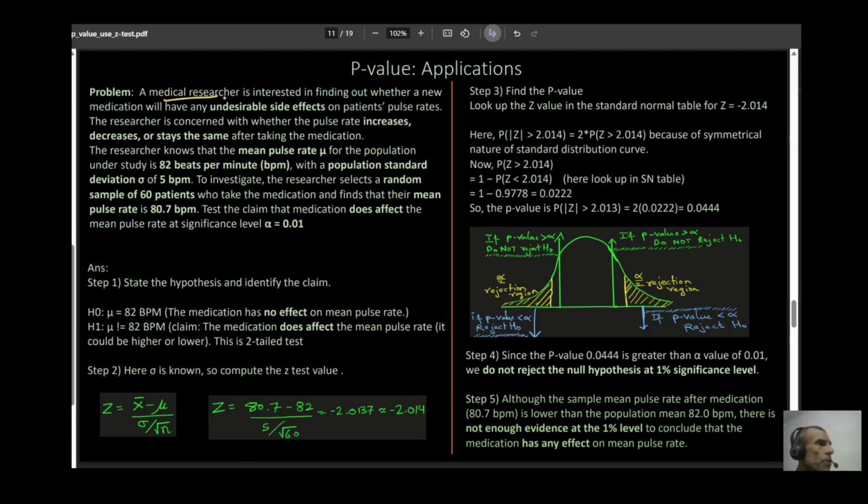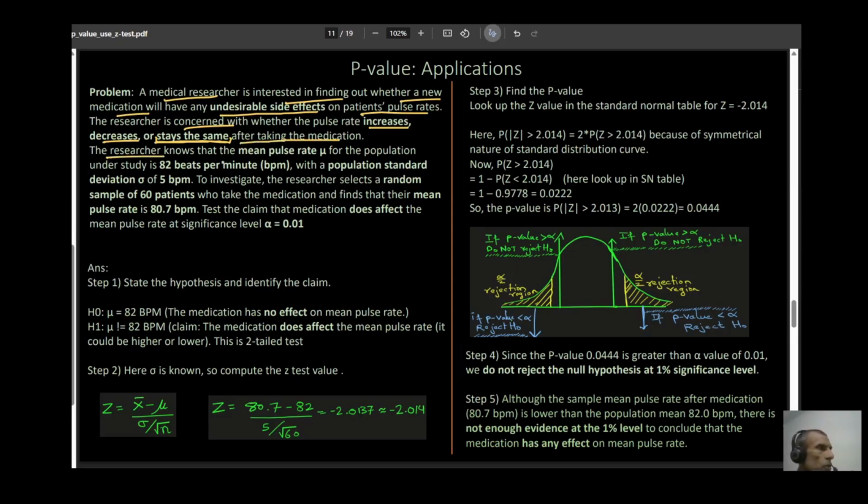So a medical researcher is interested in finding out whether a new medication in the market has any undesirable side effects on patients' pulse rate. So the researcher is concerned with whether the pulse rate increases, decreases, or remains the same. Actually, he would want the medication to have no side effects. So in other words, it should stay the same. That's his goal, that's what he wants to check after taking the medication.